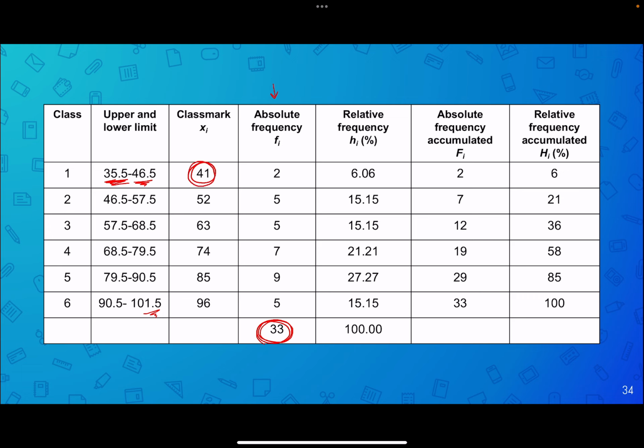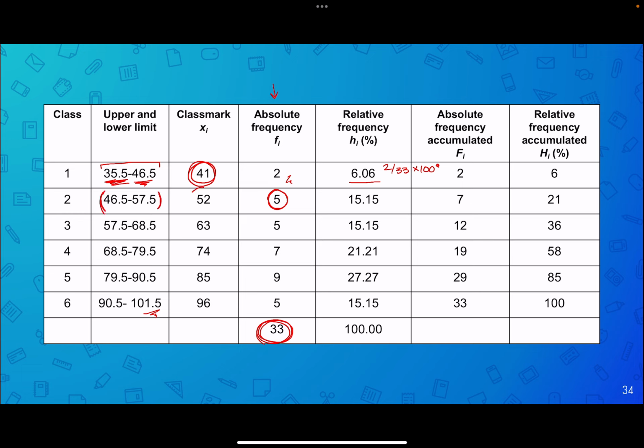So how many times did a number fall between 35.5 and 46.5? 2 times. What is the relative frequency? So what is the percentage of 2? It will be 2 divided over 33 times 100. It gives us 6.06%.